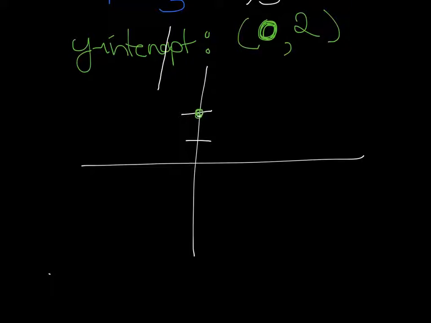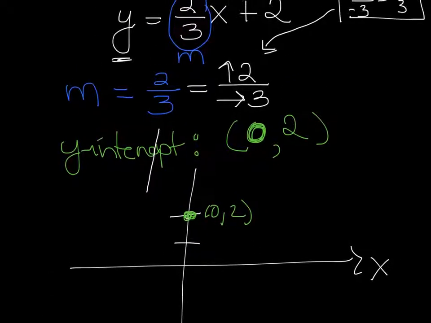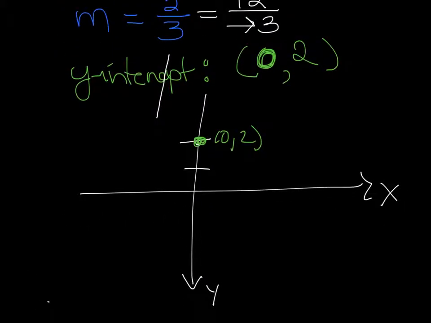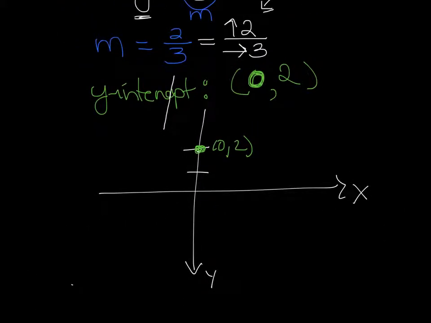So this guy is 0, 2, right? My y-intercept, it's on the y-axis. And my slope was 2 over 3, 2/3. So I'm going to go up 2 and to the right 3. So 1, 2, 3, and then to the right 3 units. And then there's your new point.